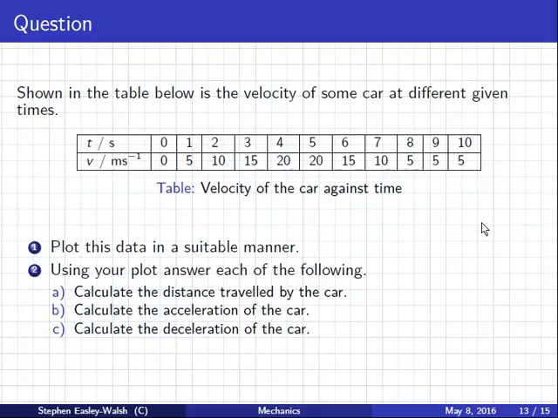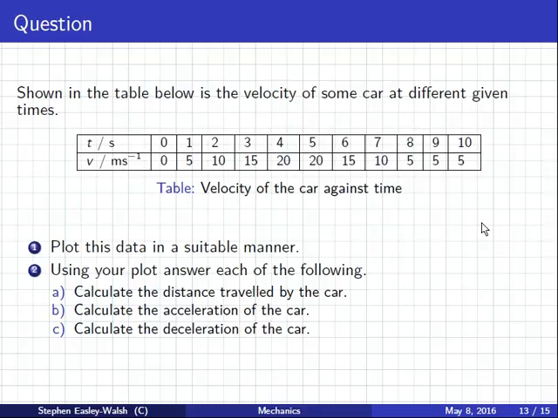Just the table, please. You have the table? Well, the time is just 1, 2, 3, 4, 5, 6, 7, 8, 9, 10. It's the velocities that are interesting: 0, 5, 10, 15, 20, 20, 15, 10, 5, 5, 5. Okay, can I continue? So let's do this one.